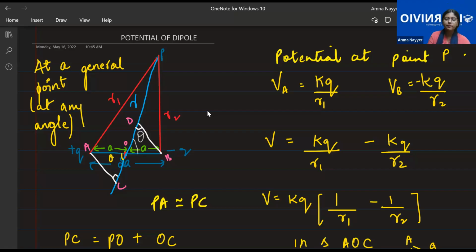Ma'am, in the second step, the V is the resultant of VA and VB? Here, this one. Yes, this is the resultant, net potential.